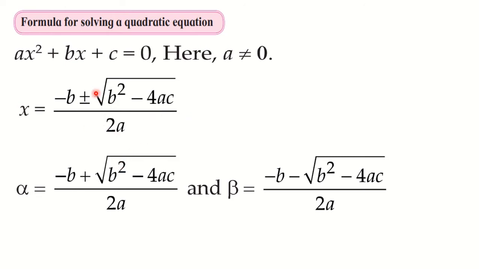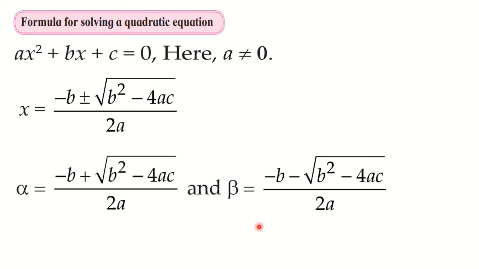Now here plus and minus is given. So when we write plus here, the root is called alpha. And when we write minus here in between, the root is called beta. So we will find that the terms are exactly the same except the middle sign is different. Okay. So this way the formula is given and directly we have to use this formula to solve the quadratic equations.